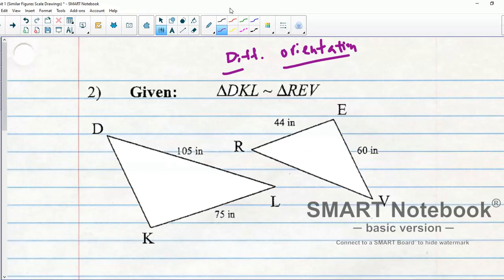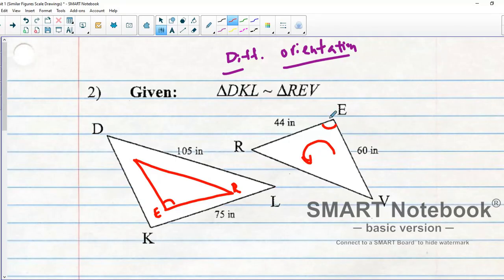Okay, and we're back. So here's what we're gonna do. Inside the large triangle, I'm gonna draw a smaller version. In other words, I'm gonna draw REV inside here. So I'm gonna go like this, and like this. And I'm gonna label the angles. So E is that obtuse angle, so this is E. And I know if that's E, this must be R, because I'm rotating this shape like this.